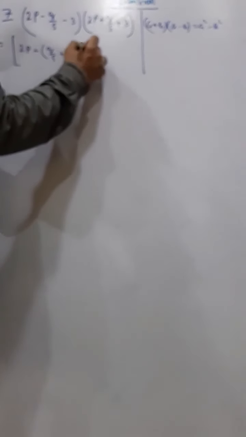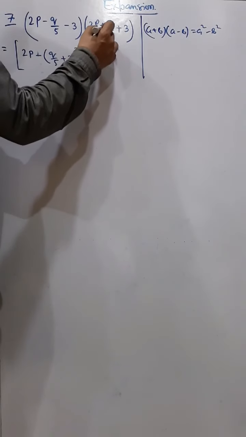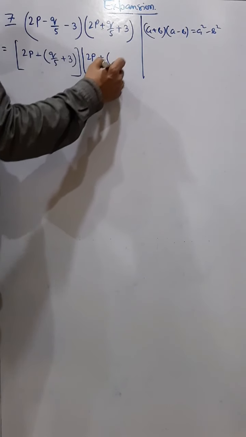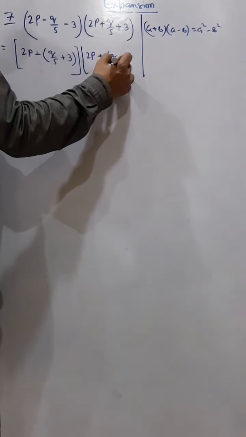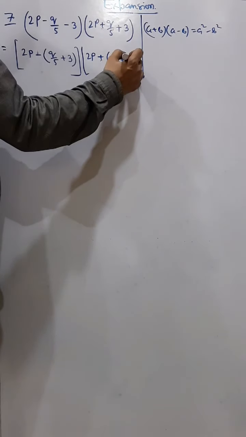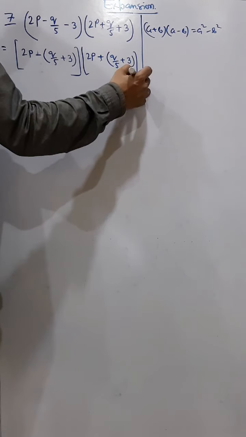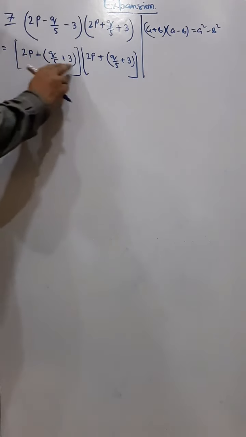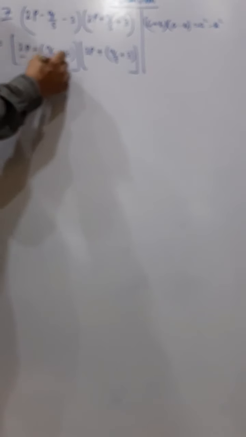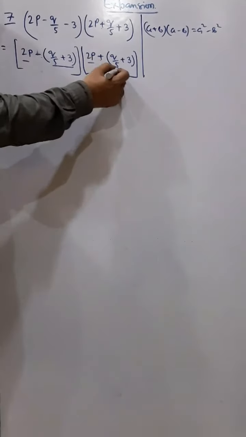Now here also if I do the same thing, 2p and then you have plus, and then give a bracket here. Since outside here it is plus, there will be no change of sign. So it will remain as q by 5 and 3. And now you can see we got this format. So this is a and this is b. So you have a minus b and a plus b. Understand?